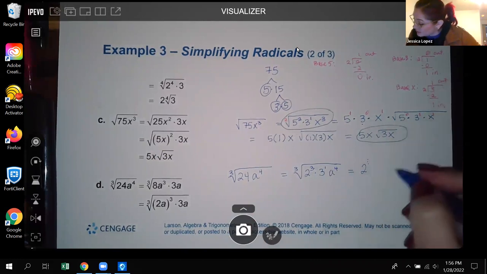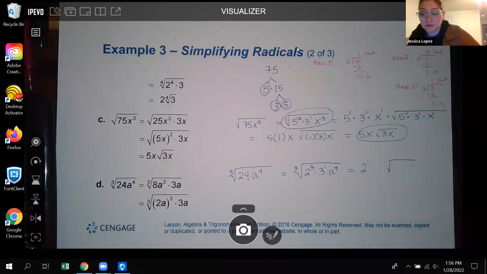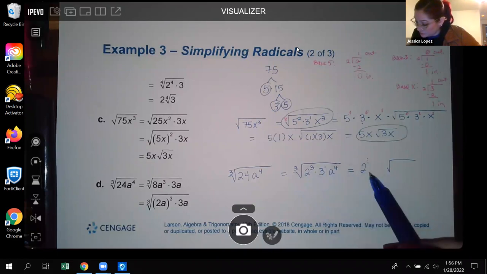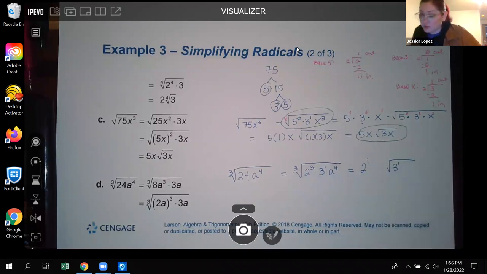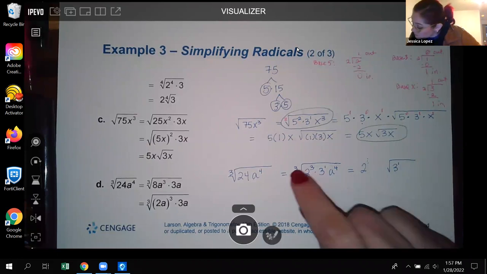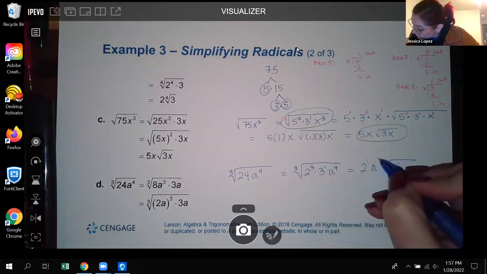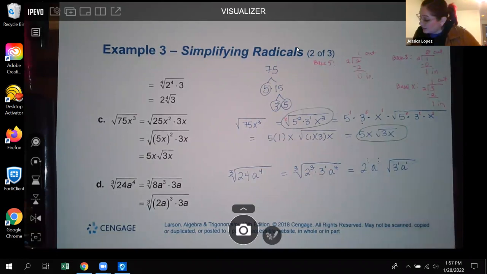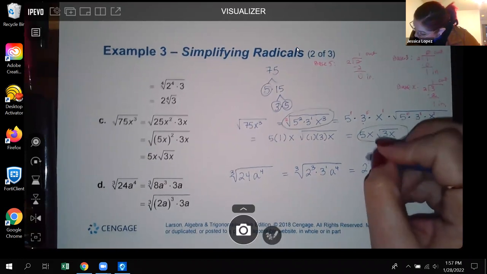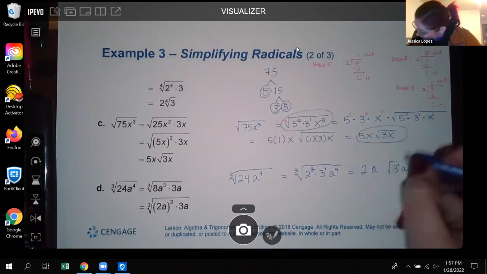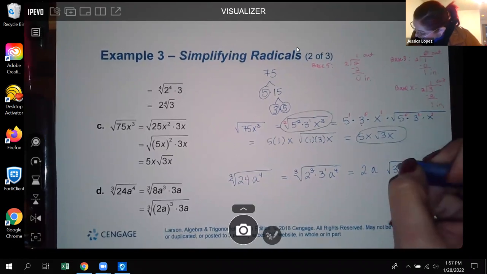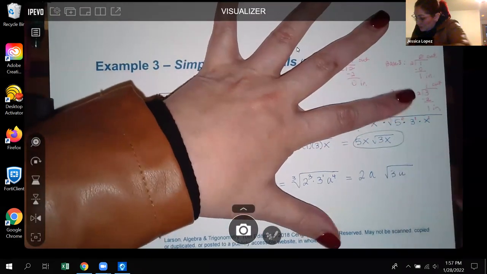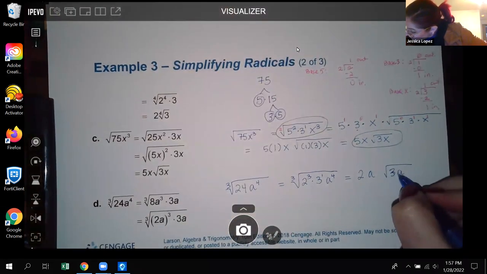So I will not have any of the 2s inside the radical. 3 does not go into 1 at all. So no 3s will come out and I'll still have that 3 to the 1 on the inside. Then 3 goes into 4 one time, but I'll still have 1 left over, okay? And then we know that when we have 1 exponents, we do not need to write them, okay? So that's how we know that we can shortcut for that answer, okay?